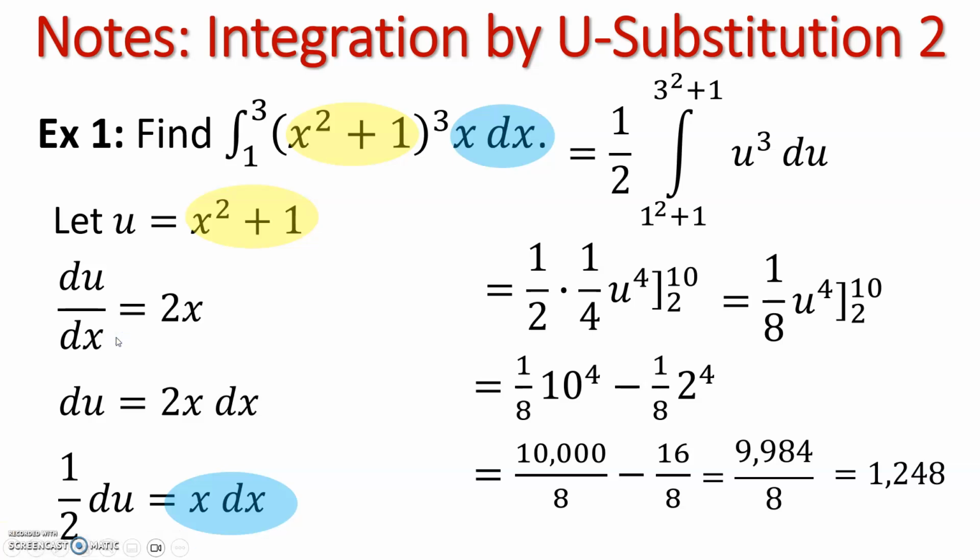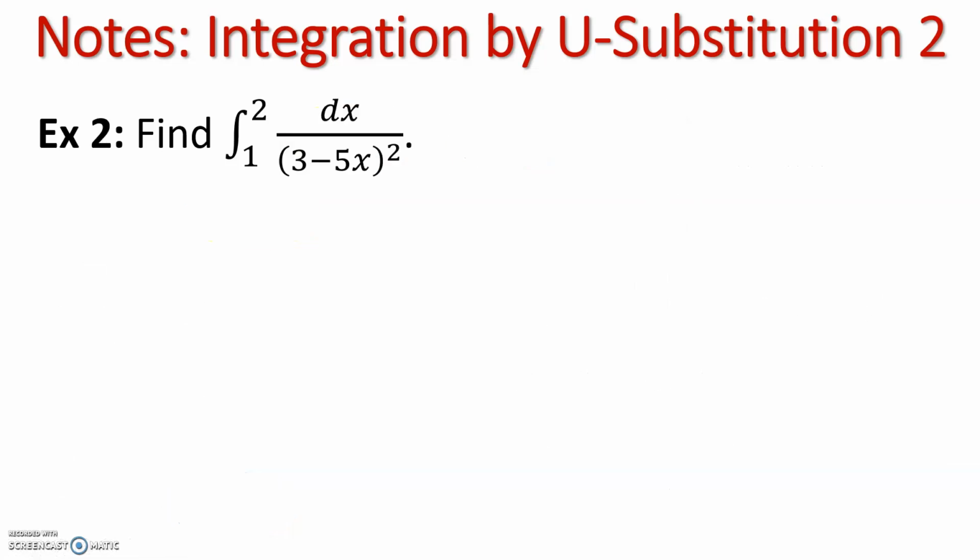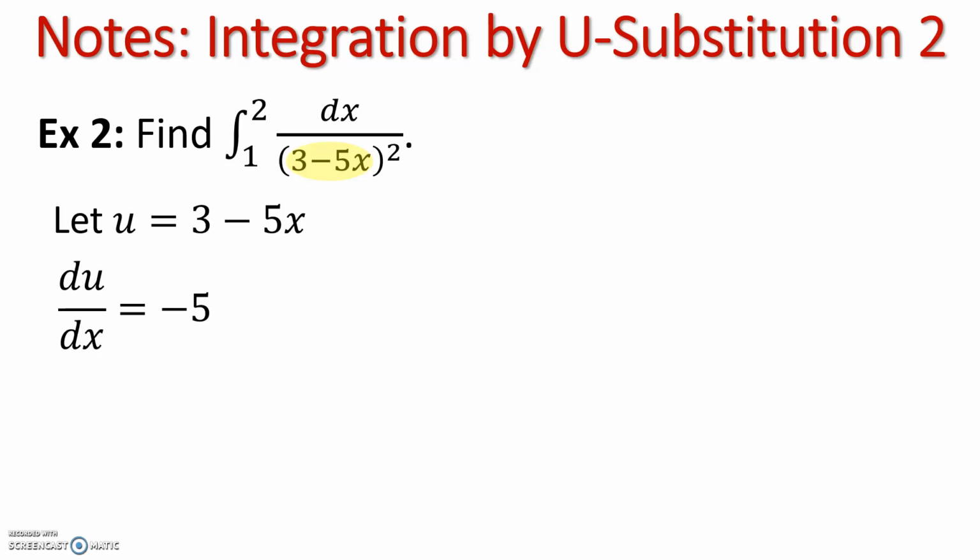All right, let's take a look at example 2. So same idea. First thing is, let's identify if there's a function inside a function. We notice here that we do have this 3 minus 5x inside of this 1 over x squared function. So we're going to let that be u. Then we're going to take its derivative. So du dx is the derivative of 3 minus 5x, or in this case, -5.